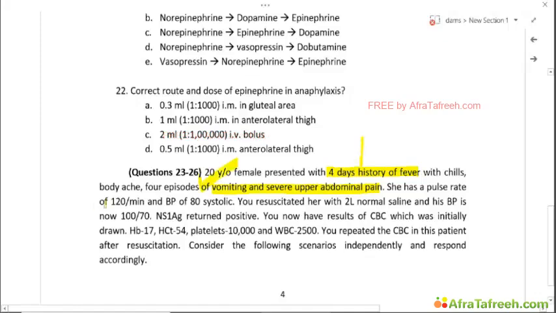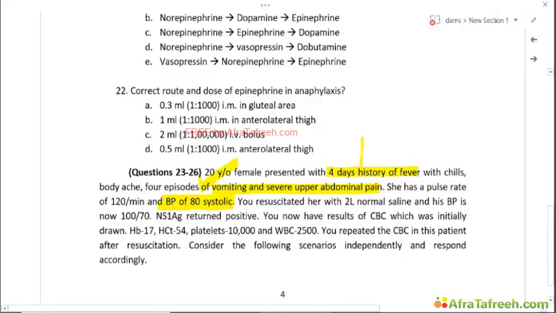But wait, she has a pulse rate of 120 and a blood pressure of 80. So the patient is already in shock. So this is a decompensated shock state. For patients with decompensated shock, you need to give resuscitation fluids upfront, remember. Okay, so the dose would be around 20 ml per kg bolus as soon as possible, that is 15 to 20 minutes, and then followed by an infusion rate.